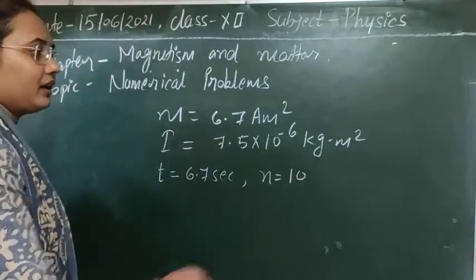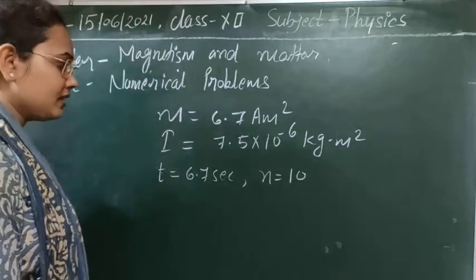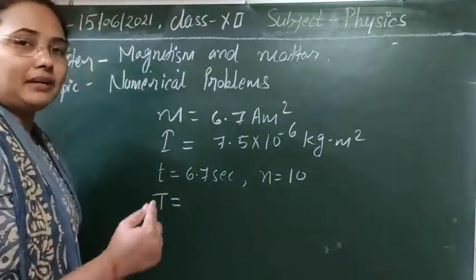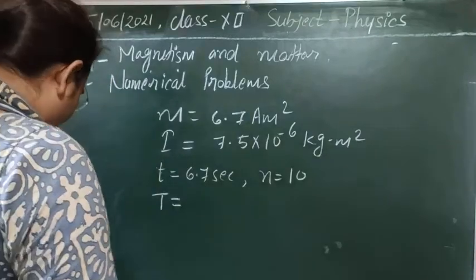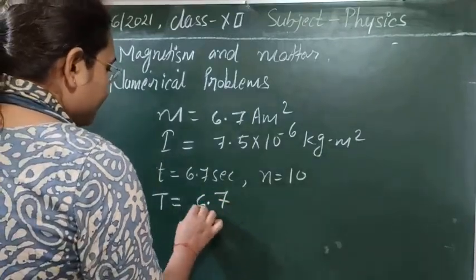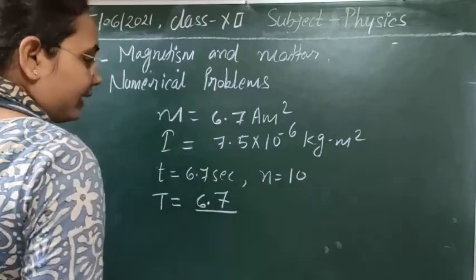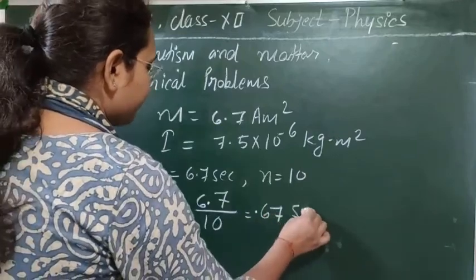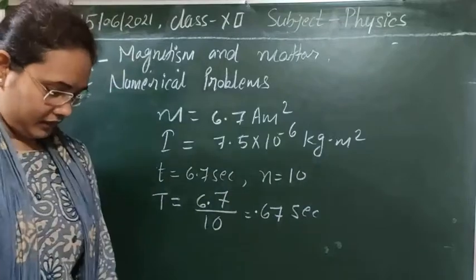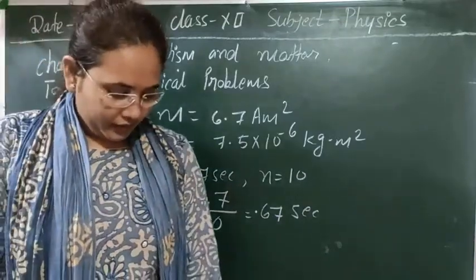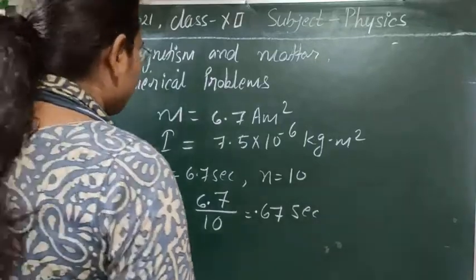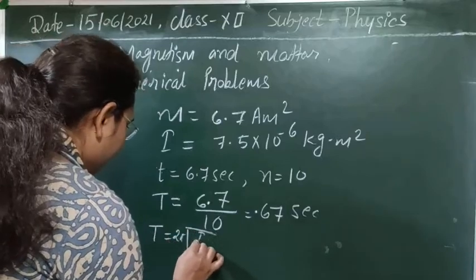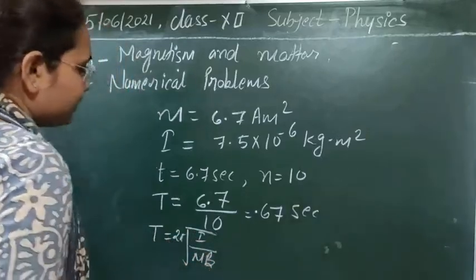So from here you can first calculate the time period of the oscillation. As you know, the time period is the time taken to complete one oscillation. As this is the time taken to oscillate 10 times, for one oscillation it is 0.67 second, and this is the time period for the oscillation of the needle. Then, as you know, the time period is given by the formula T equals 2 pi root of I upon mB. This one we have discussed yesterday already.